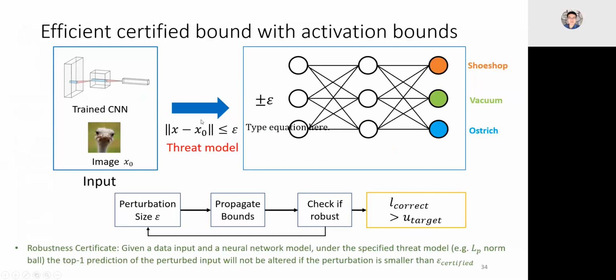So what we are asking is, if you are allowed to modify the image x naught by adding some perturbation within this epsilon ball, will the top-one prediction of the perturbed image be altered? In this case, is it possible, within the epsilon ball perturbation, to alter the label of ostrich to a shoe shop or a vacuum?